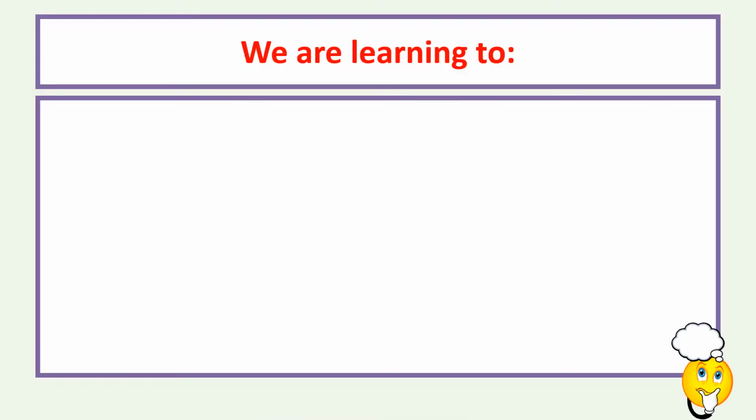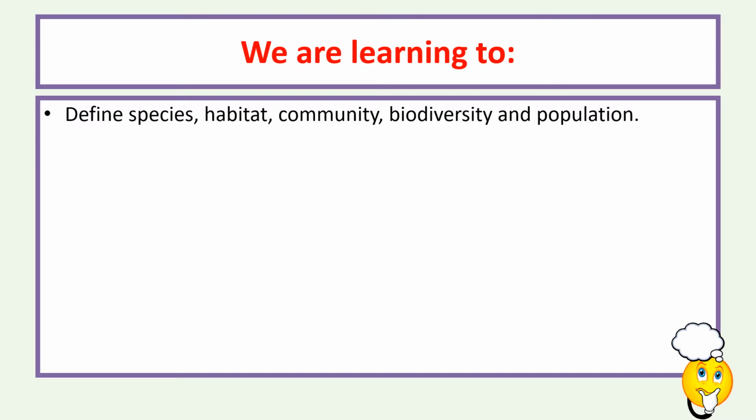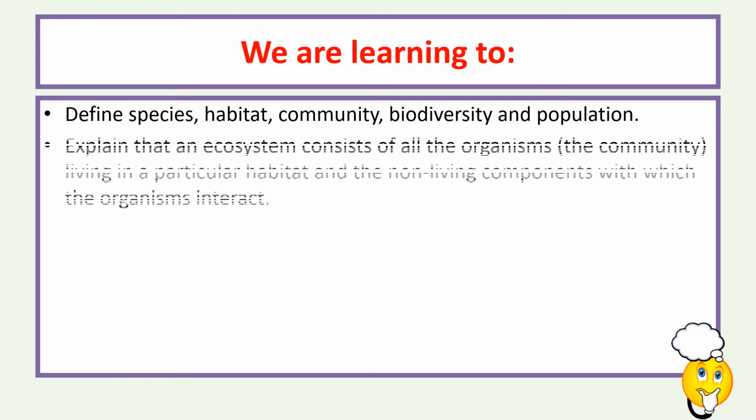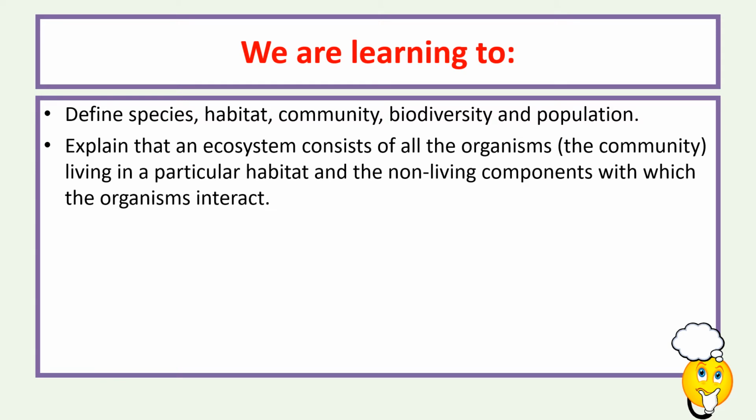So today we're going to be learning about ecosystems, and our learning intention is to learn to define the words species, habitat, community, biodiversity, and population. You should also be able to explain that an ecosystem consists of all of the organisms, which is the community, living in a particular habitat, and the non-living components with which the organisms interact.